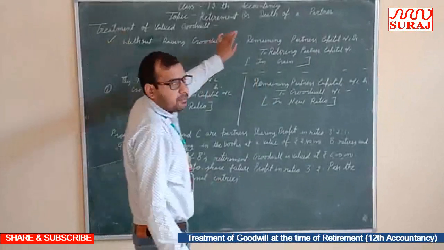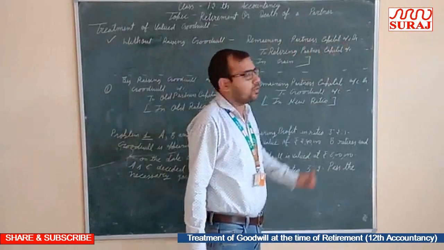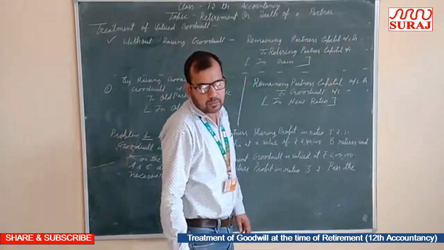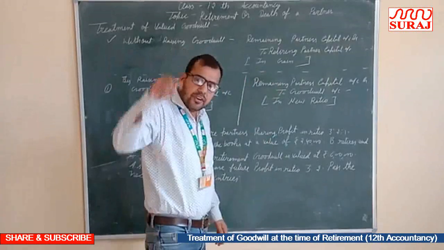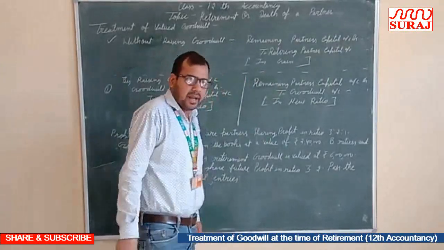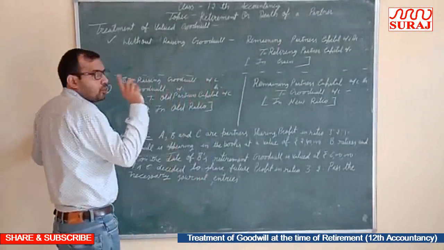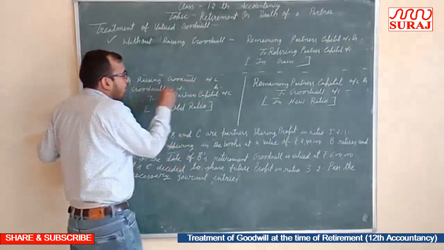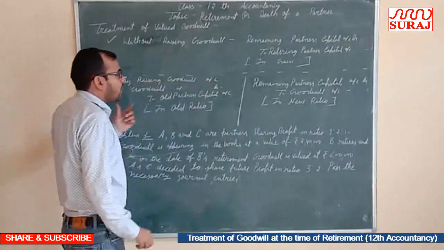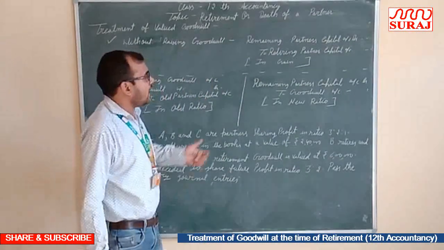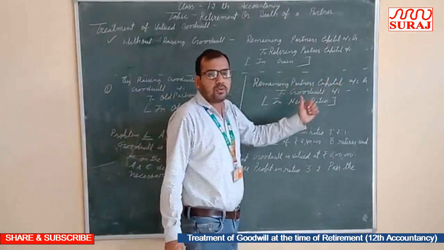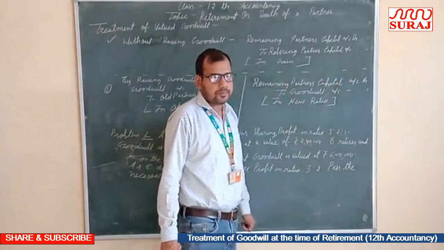Your entry will be: remaining partners' capital account debit to retiring partner's capital account in gain ratio. If the question specially says by raising goodwill account, then two entries will be passed. First is goodwill account debit to old partners' capital account in old ratio, and remaining partners' capital account debit to goodwill account in new ratio.